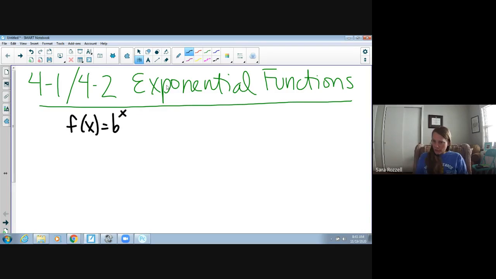An exponential function is called exponential because the variable's in the exponent. So that's your clue that it's exponential. You've got your x in the power. The b is our base. And our exponential functions can be growth functions or decay functions.